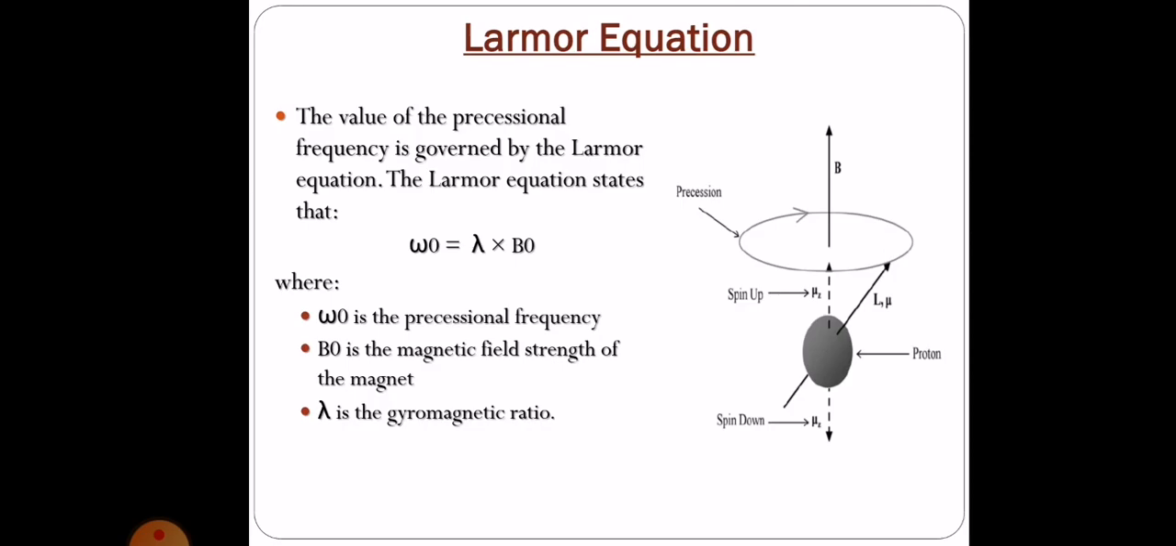and B0 is the magnetic field strength of the magnet, and gamma is the gyromagnetic ratio.